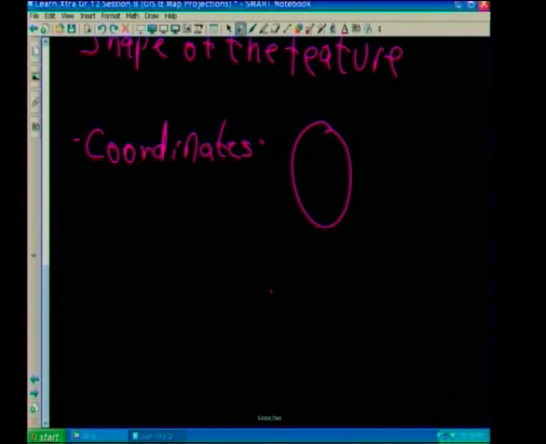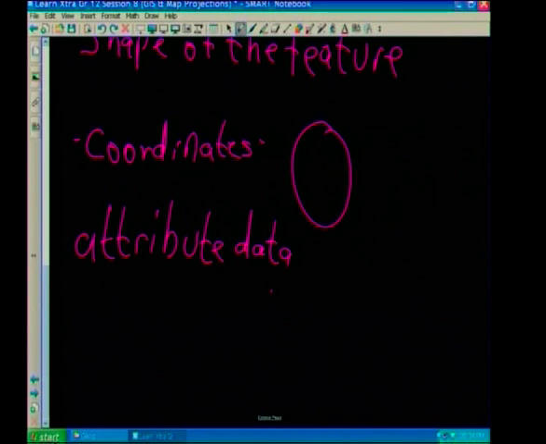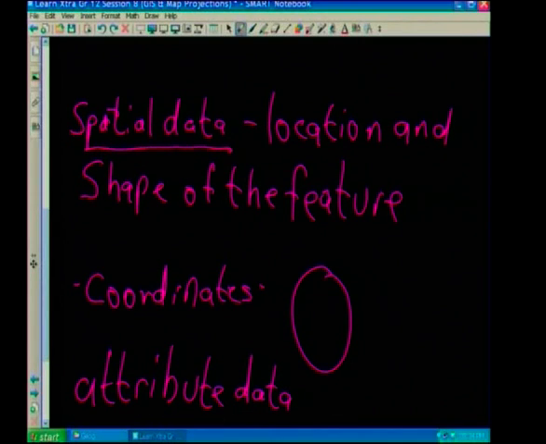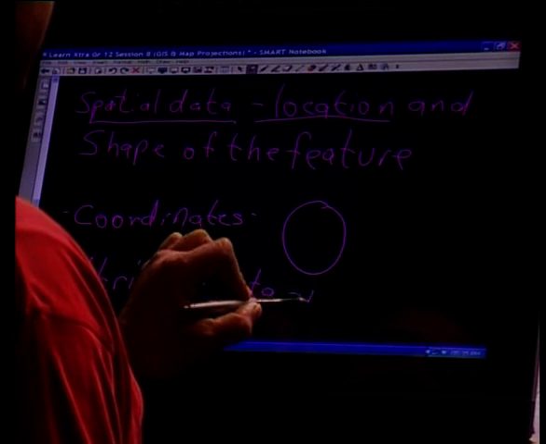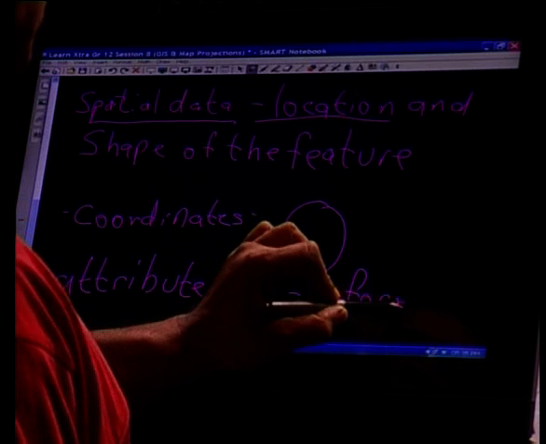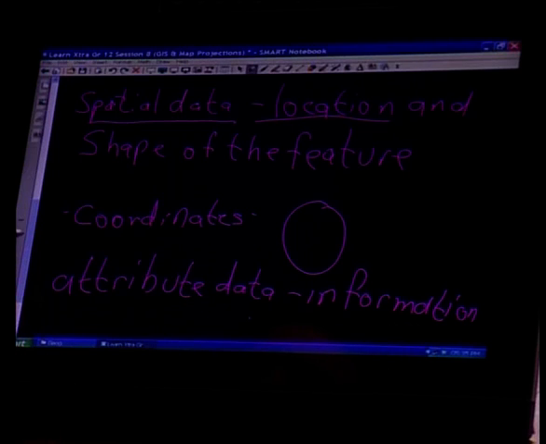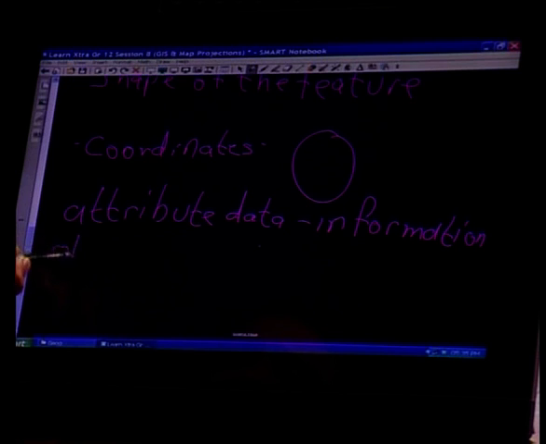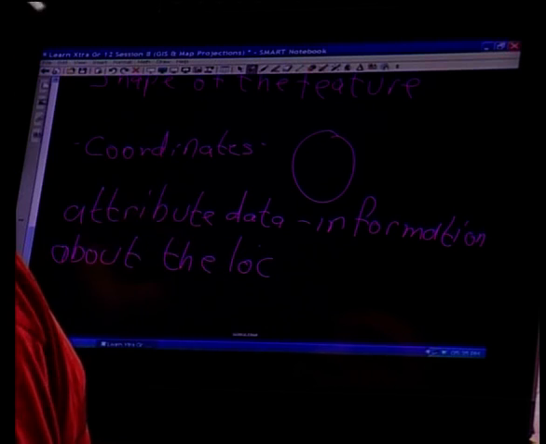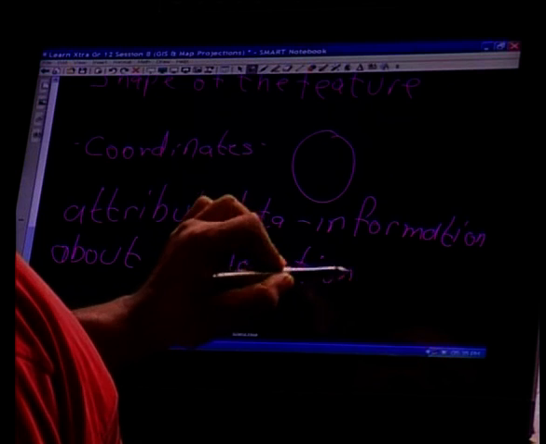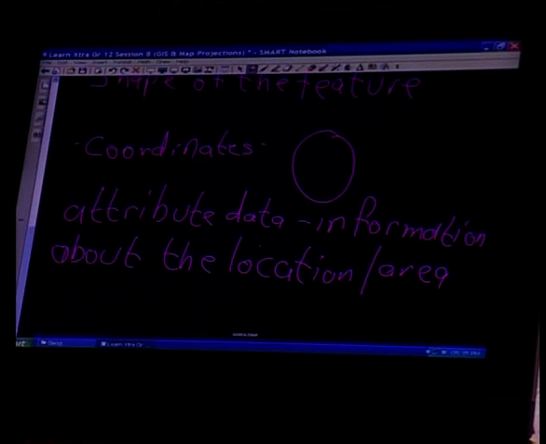Then we look at attribute data. They both are related. Attribute data. And this is when we locate the shape and the location, or more important, the location, then we look at information about the location. So attribute data is information about the location or the point that you actually located, location or area. All right, so what would be some of the attribute data?